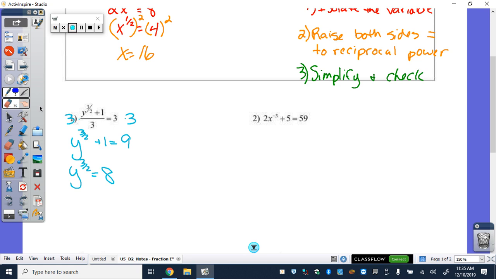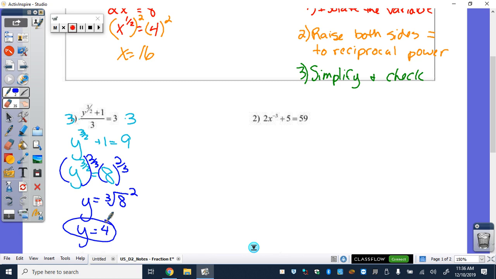So what's our reciprocal of 3/2? 2/3. So I'm going to raise both sides to the 2/3. Remember, that's power over root. So 2/3 exponent means it's the third root of 8, and then we square that. So what is the third root of 8? 2. 2 squared is 4. So y equals 4 is our answer.